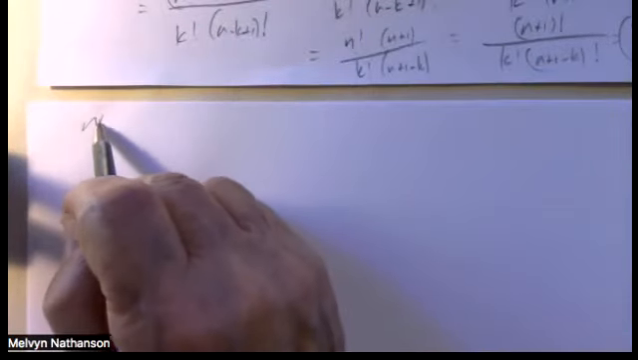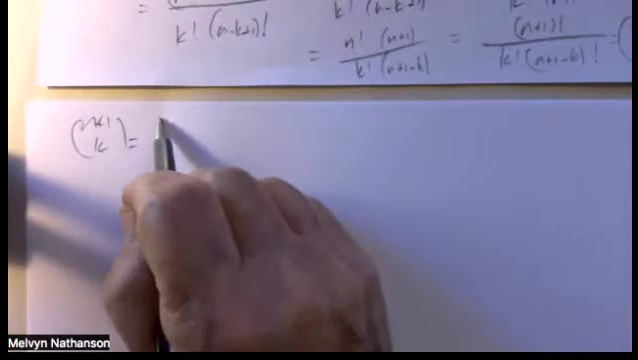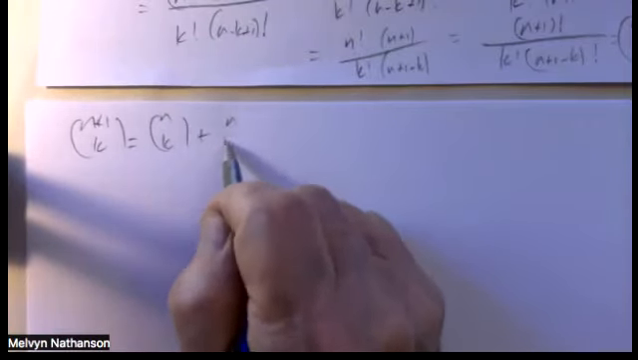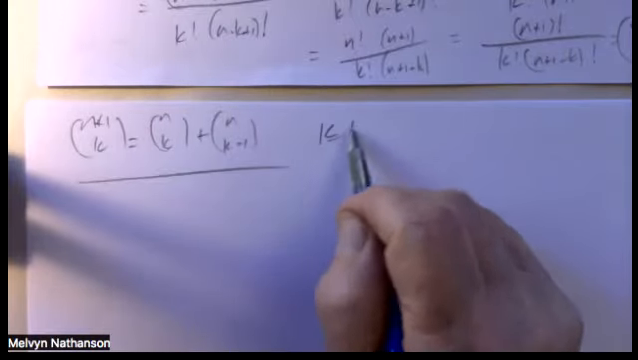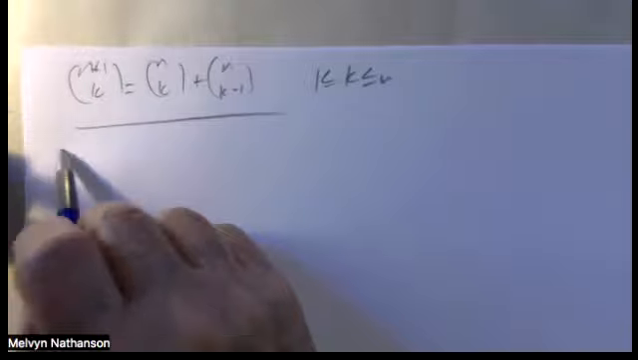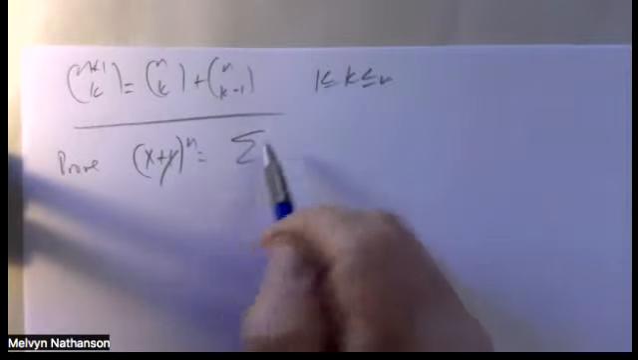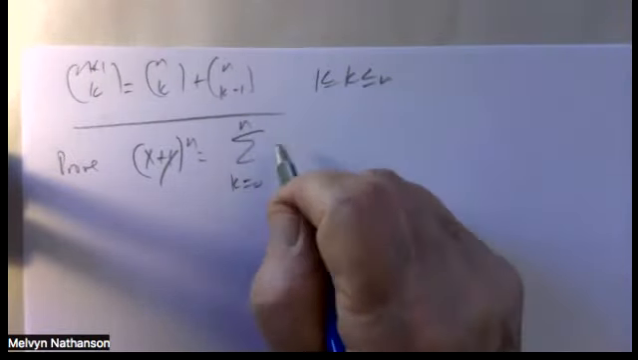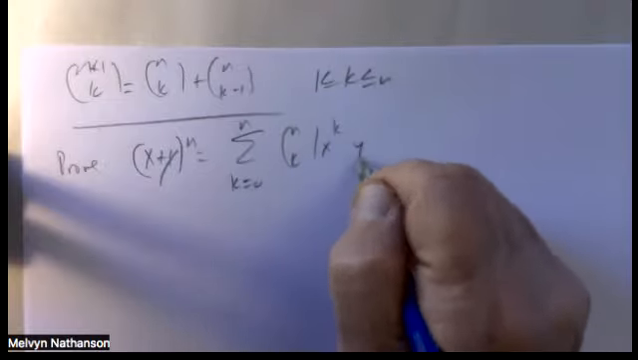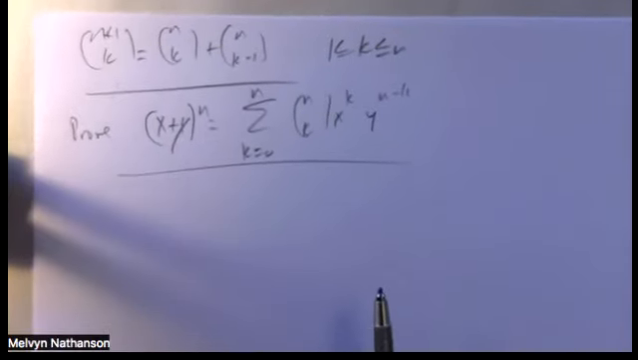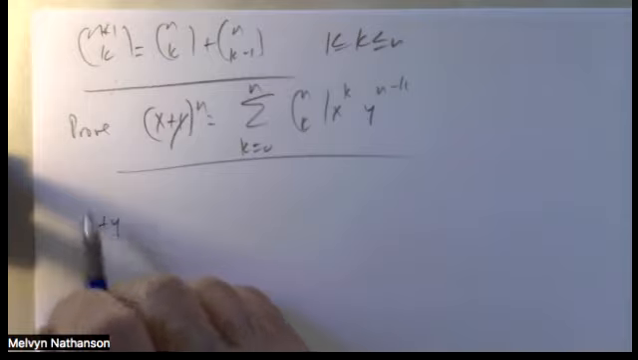So let me jot that down again. n plus 1 choose k is equal to n choose k plus n choose k minus 1 for k between 1 and n. And what I want to prove is that (x plus y) to the n is the summation, k goes from 0 to n, of n choose k, x to the k, y to the n minus k. So assume this is true for n, and we want to prove it for n plus 1.